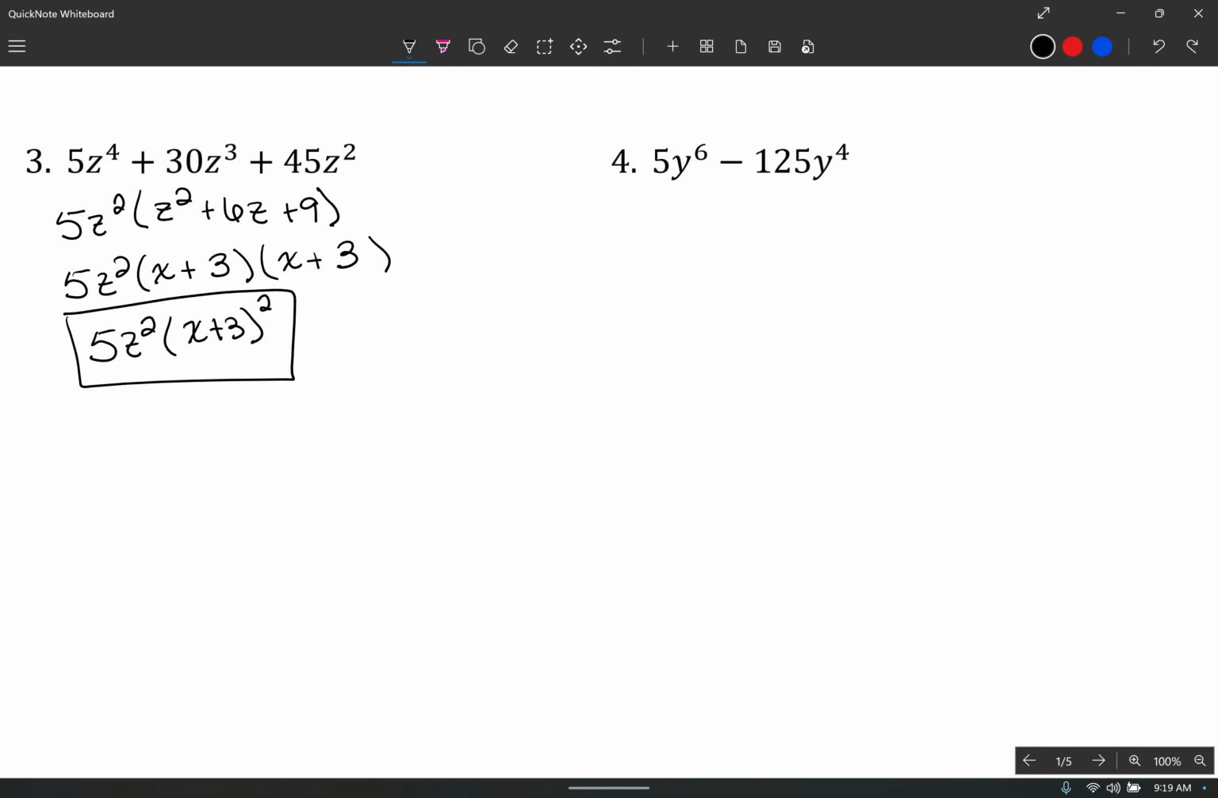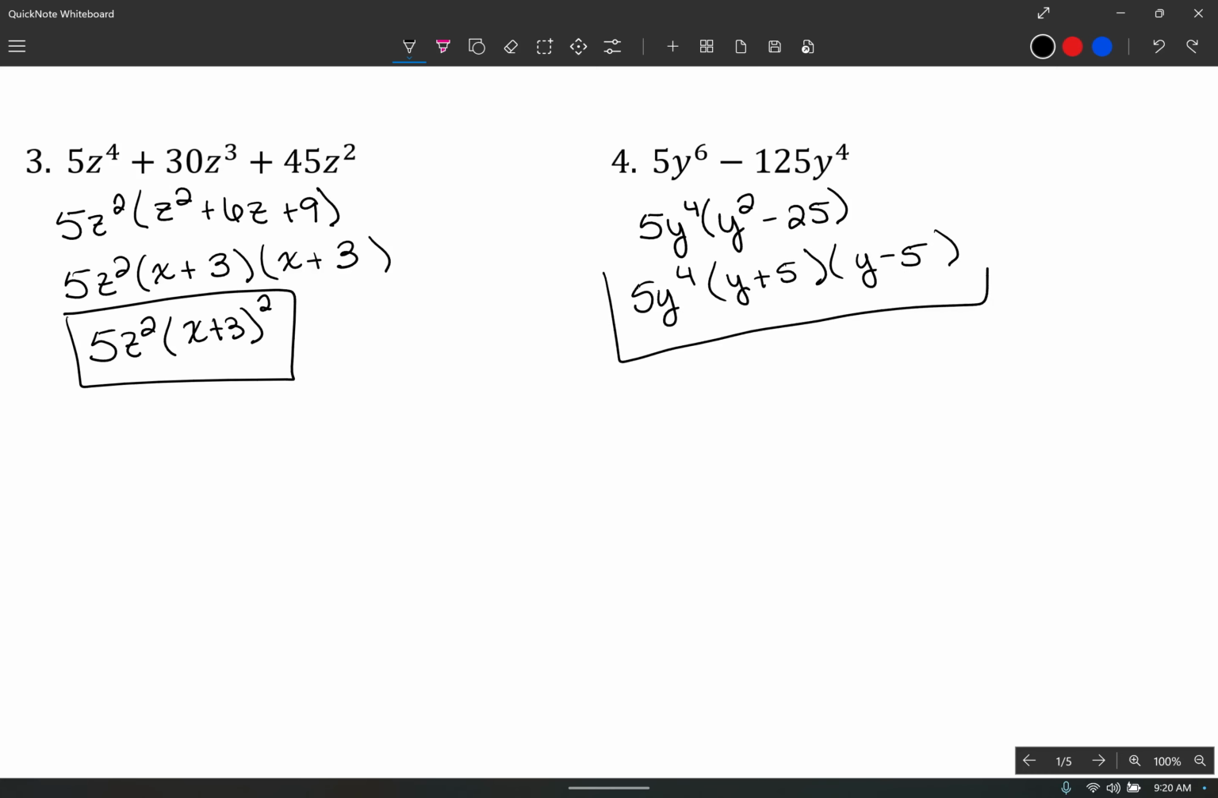All right, number 4, our greatest common factor is 5y to the fourth. So 5y to the sixth divided by 5y to the fourth is y to the second. And negative 125y to the fourth divided by 5y to the fourth is negative 25. And that gives me two perfect squares with a minus sign. So I have a difference of two squares that splits into two binomials. So I have y plus 5 and y minus 5.